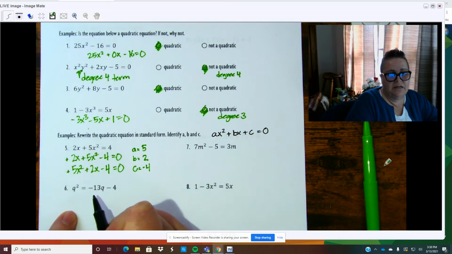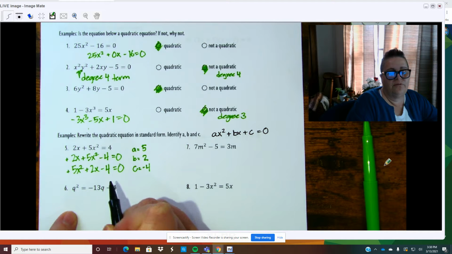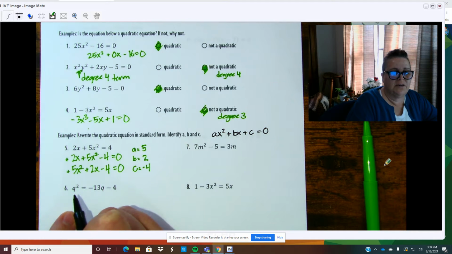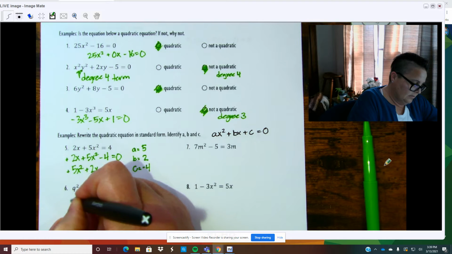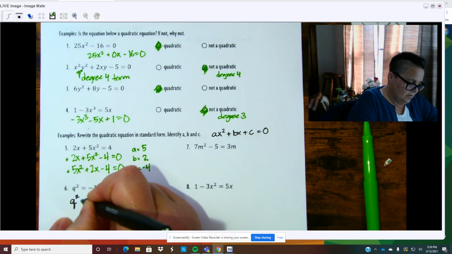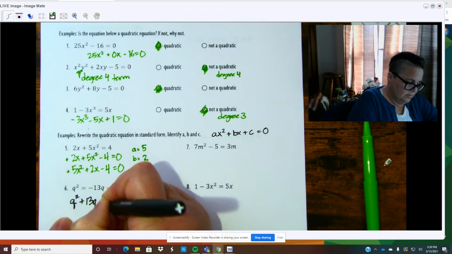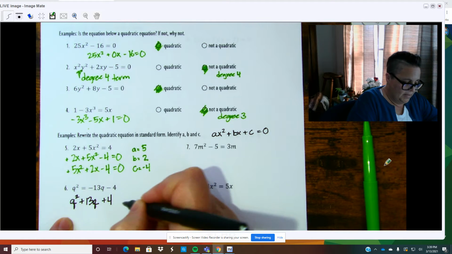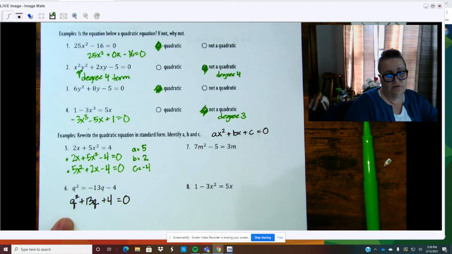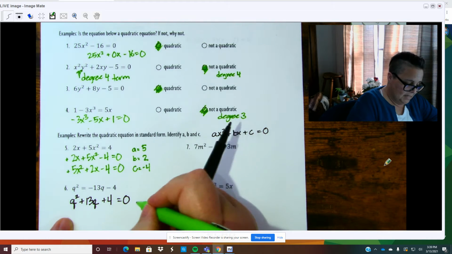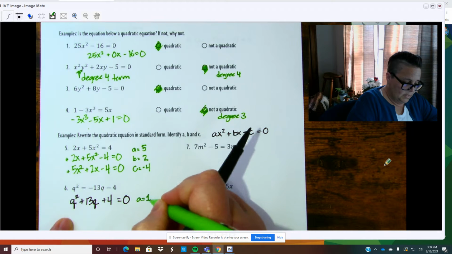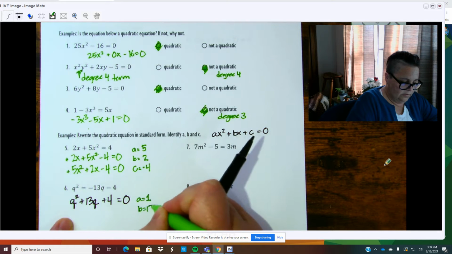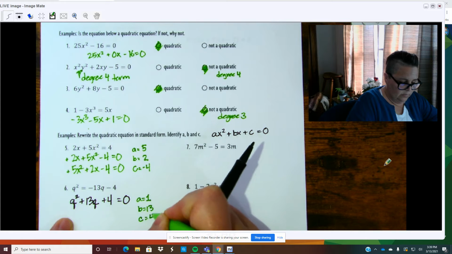Similarly, this is not in order. I need the 13q and the 4 moved over to the other side with the q squared. So this is going to be q squared plus 13q, because I'm going to add that to both sides, plus 4, because I'm going to add that to both sides, equals 0. It is in order. So now I can say that a is equal to 1, b is equal to 13, and c is equal to 4.